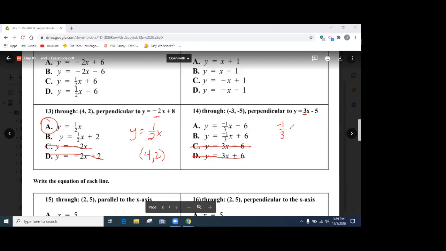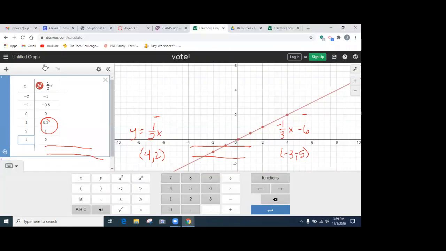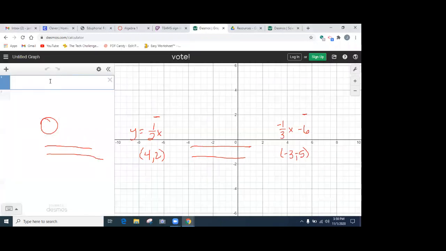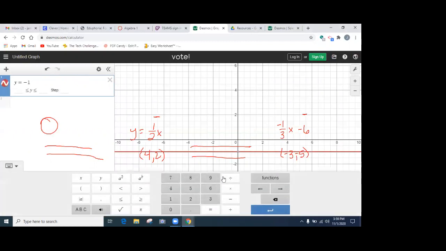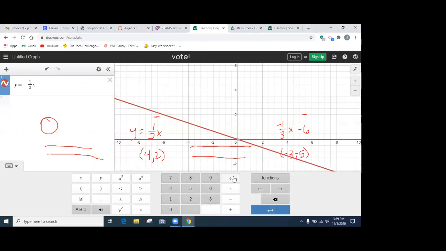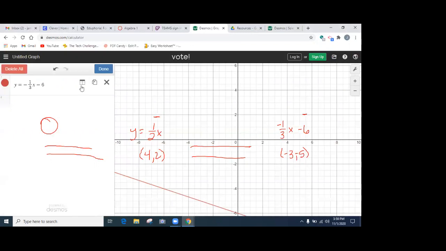So if I flip it and change the sign, all right, x, and then we'll put minus 6 here since that's a, and we're looking for the point negative 3, negative 5, sorry. All right, so let's go type this in. And we're going to reload this. So this is y equals minus 1 over 3 x minus 6.